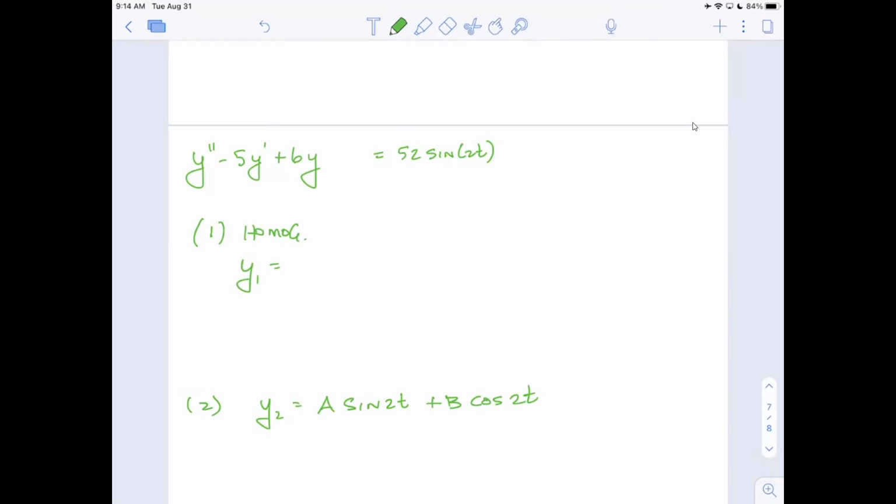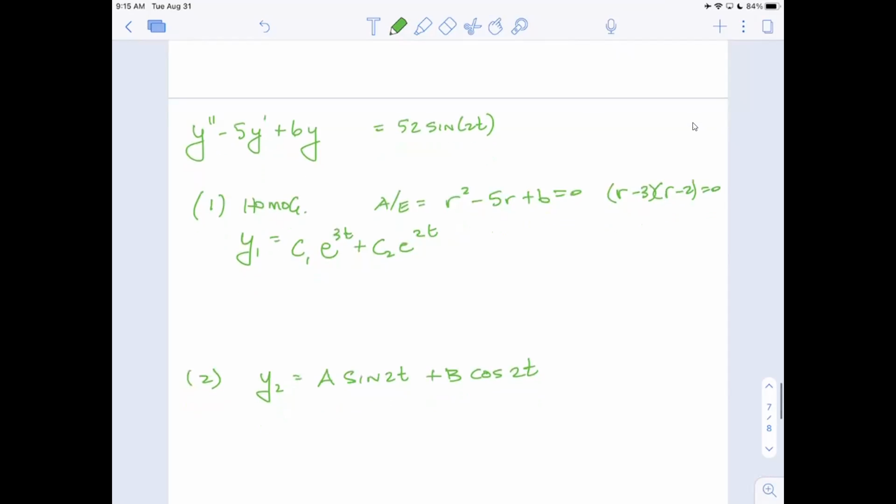And homogeneous, I'll go ahead and write it really quick. The auxiliary equation is r squared minus 5r plus 6 equals 0, and that happens to factor to r minus 3, r minus 2. I really don't need the quadratic formula to see that r is 3 and 2. So I'd have C1 e to the 3t plus C2 e to the 2t. So that's going to be my homogeneous answer.